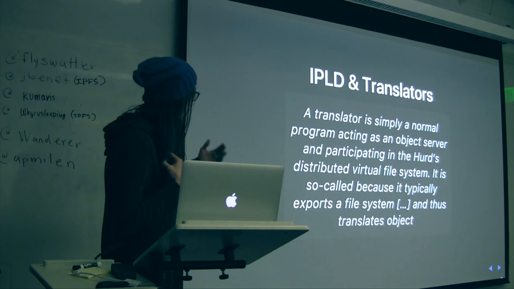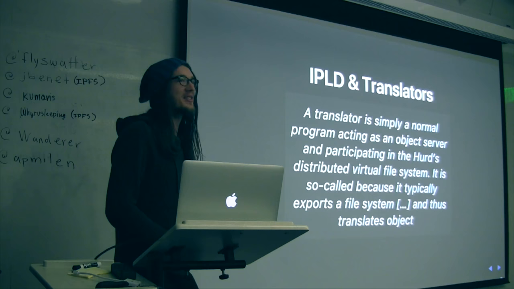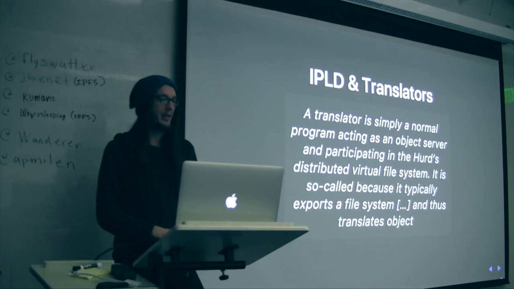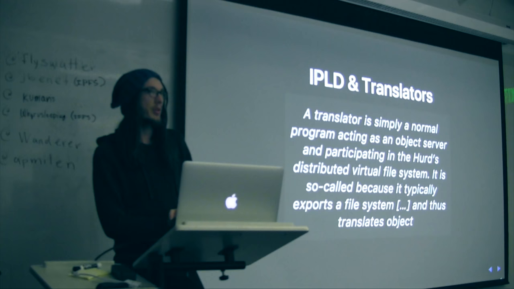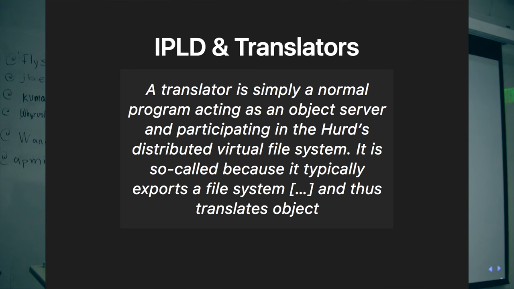I don't know, does anyone know what Plan 9 and HURD are? Okay, just a few, yay. So they are operating systems. Plan 9 was developed to be the successor to Unix, and didn't really take off for a number of reasons. One of them was licensing. And HURD is along the same lines. It's an operating system that Richard Stallman's been developing since like forever. So anyways, a translator is a normal program that acts as an object server and participates in HURD's distributed file system.